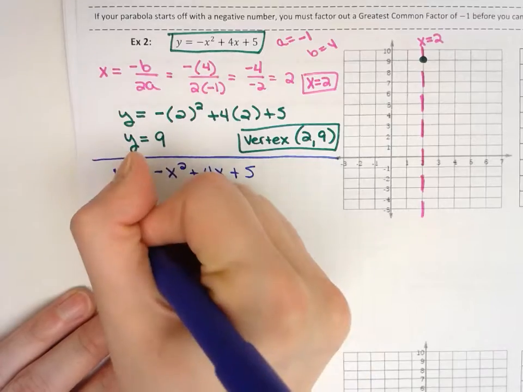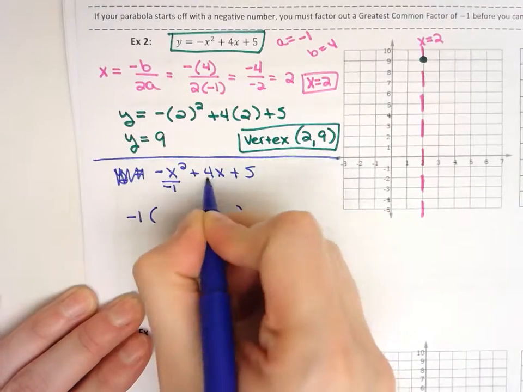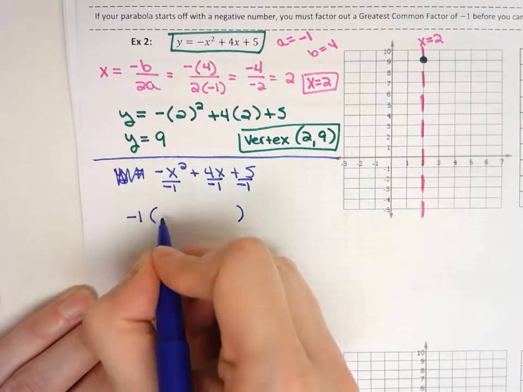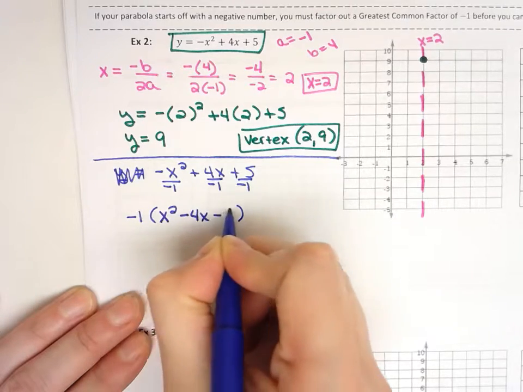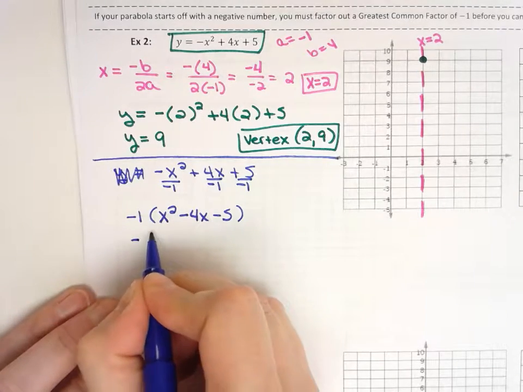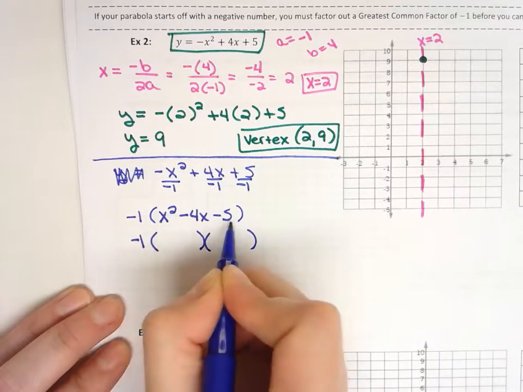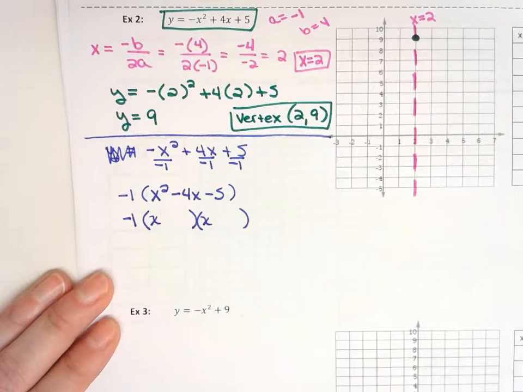And how we are going to do that is to factor out a negative 1, just like we did when we were doing greatest common factors. I just divide it out and then put it on the outside of the parentheses. That becomes x squared minus 4x minus 5. And now that we've got a normal trinomial inside the parentheses, all we are doing is factoring that like we always have. We can go ahead and put our x's inside the parentheses.